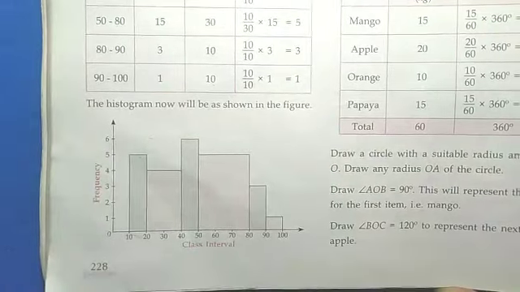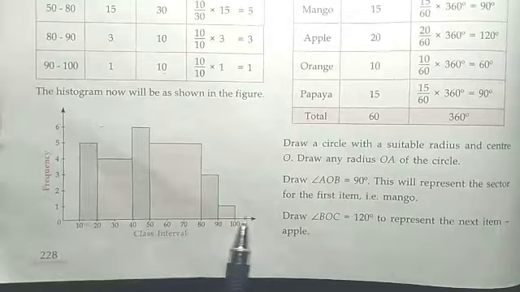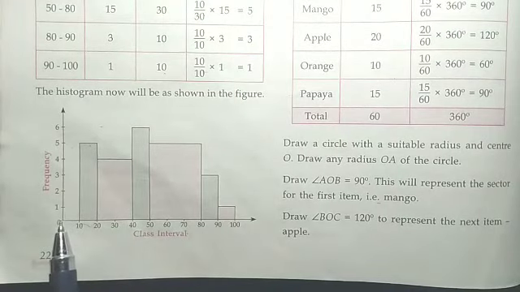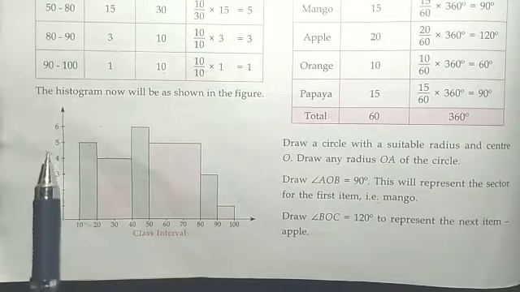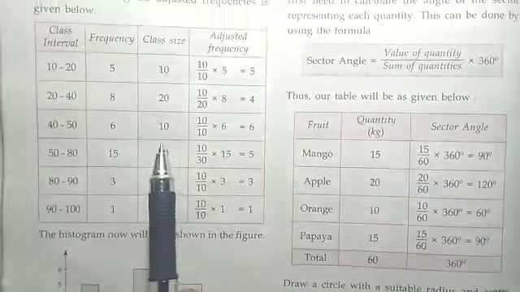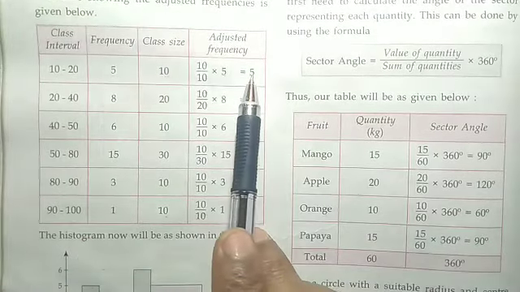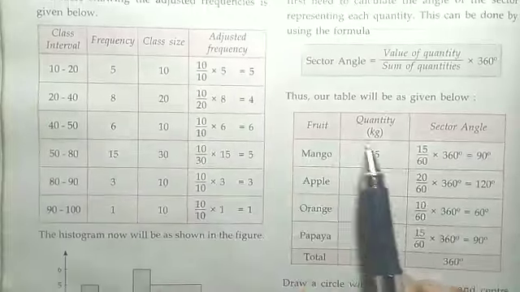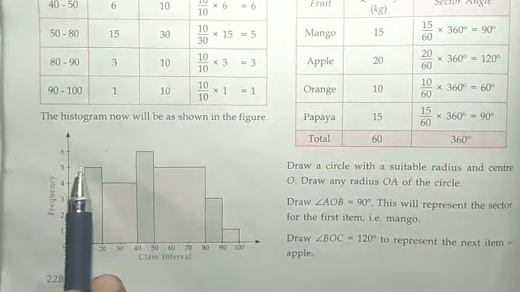Here is the histogram. We will draw the x-axis and y-axis. After that we will mark the class intervals 0 to 10, 10 to 20, 20 to 30 here, and here the frequency. Here you see the first one, 10 to 20 with adjusted frequency 5. So for 10 to 20 we have to mark 5.